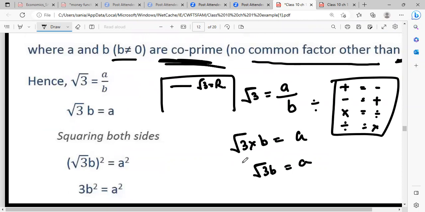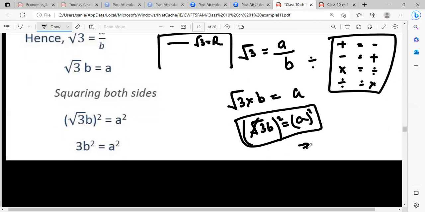Now B will come to this side. Now you will square these two. You will square this one as well as this one. So when you square it, this root and the square will cancel, right? So here it will be 3B square, right? Yes, ma'am. And here it will be A square.